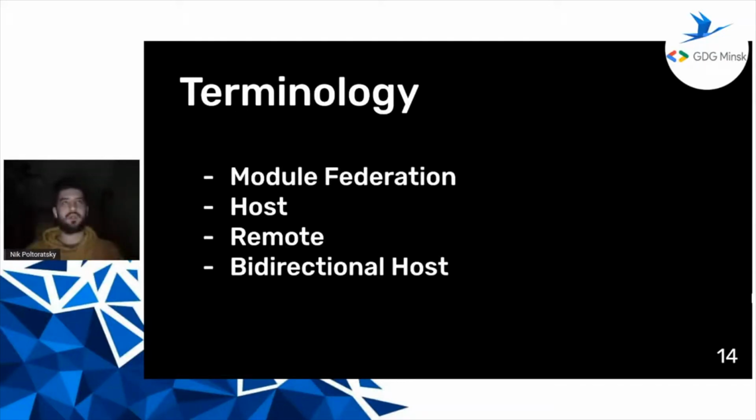So first of all, we are running the host application in the user's browser, and then this host application will load some remote parts inside it. And finally, here's a bidirectional host. It's the thing that I showed you before, like the Webpack configuration, because that's a thing that exposes some modules, and at the same time, it can consume some modules. So it works two-way. So it's a bidirectional host, okay?